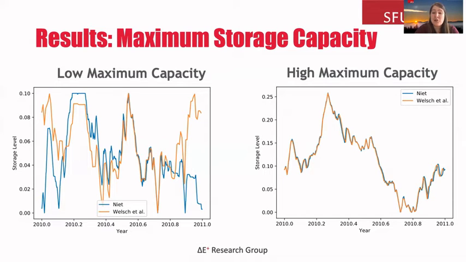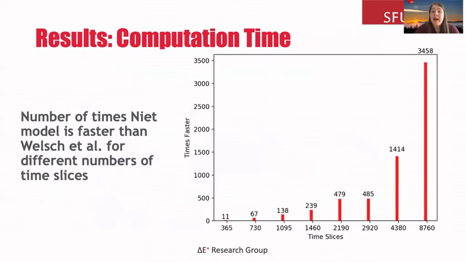So next, I'd like to show you how the two models impact computation time. As I said earlier, the NEAT version is more computationally efficient than the Welsh version because it isn't creating that daily variability. This graph is showing the number of times the NEAT model is faster than the Welsh model for different numbers of time slices. This graph goes from 365 time slices up to 8,760. And you can see that the difference in computation time increases rapidly with a higher number of time slices.